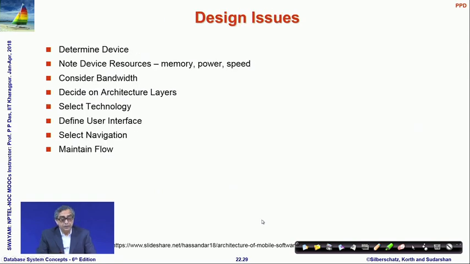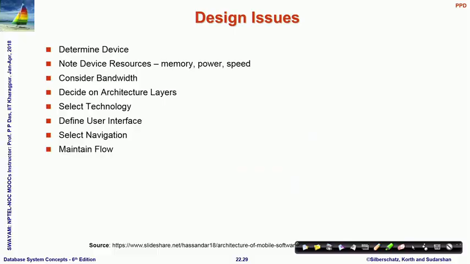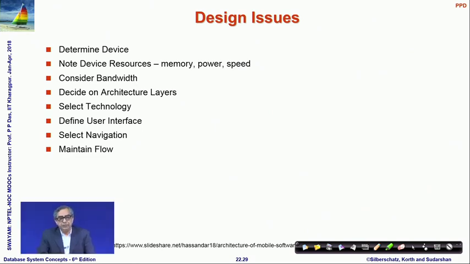And there are several factors to consider in the design issue. You have to first decide on the device. You have to take specific note of the typical resources that your device will support: memory, power, speed. You have to consider what should be the bandwidth. Should it be 2G, 3G, 4G or wireless LAN, what kind of connections you would expect. Decide on the layers in the architecture, select the technology based on the device choice and the other factors, define the user interface, navigation and maintain the workflow.